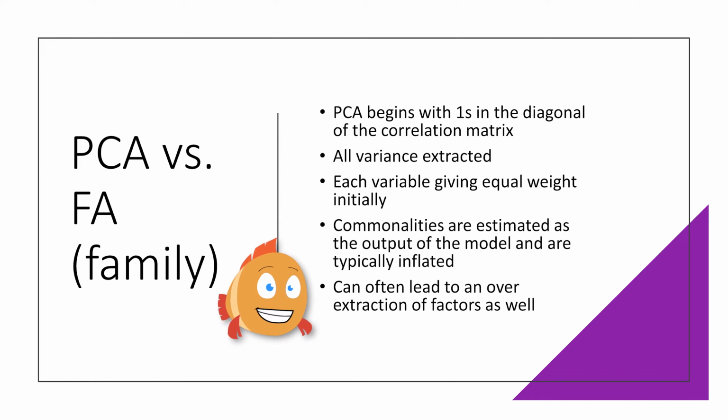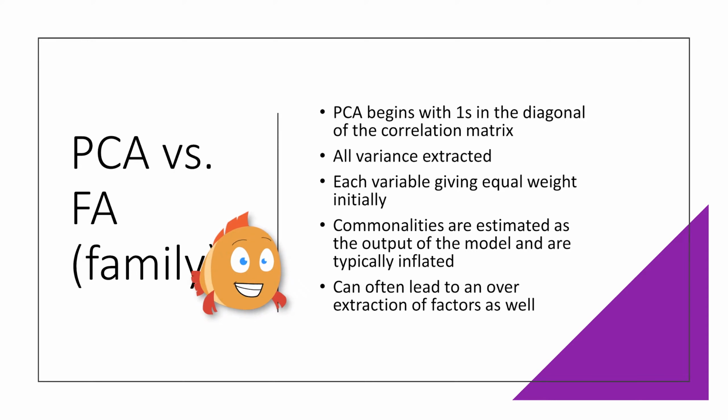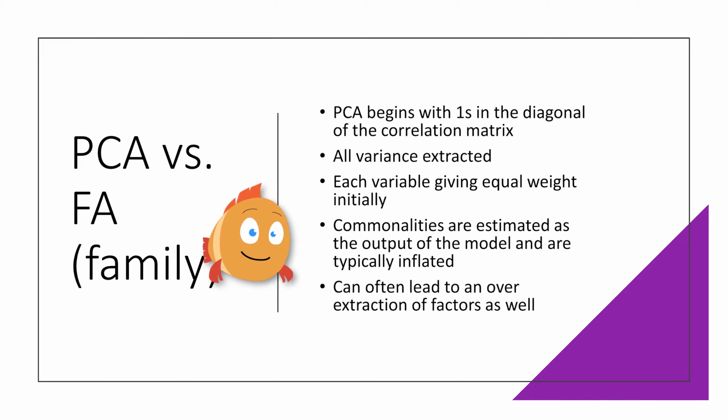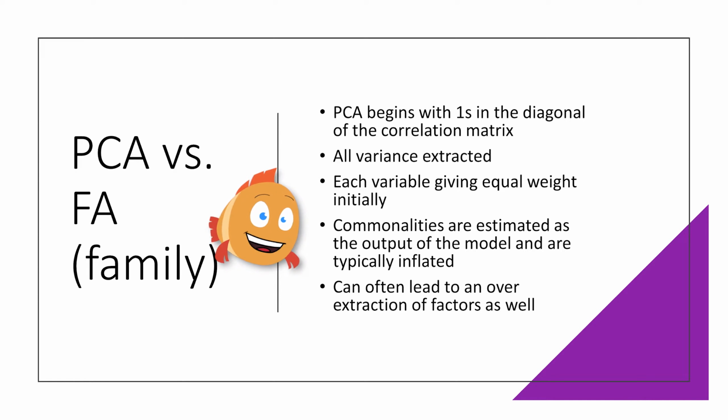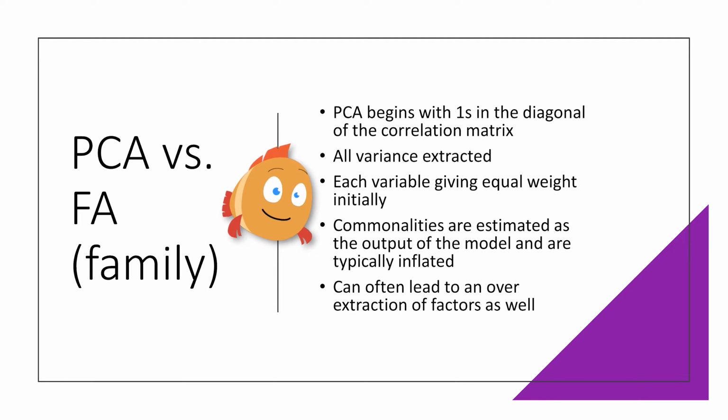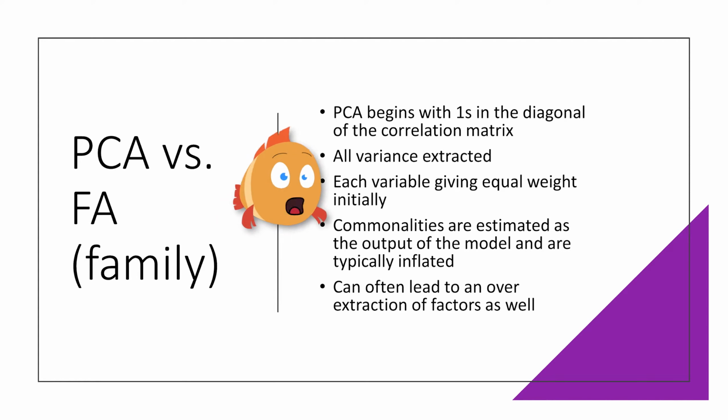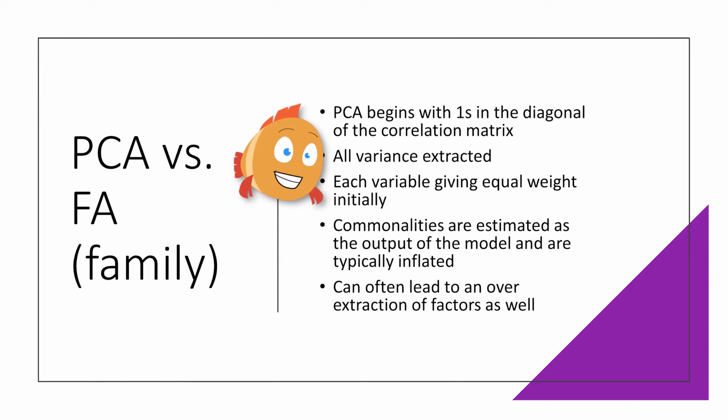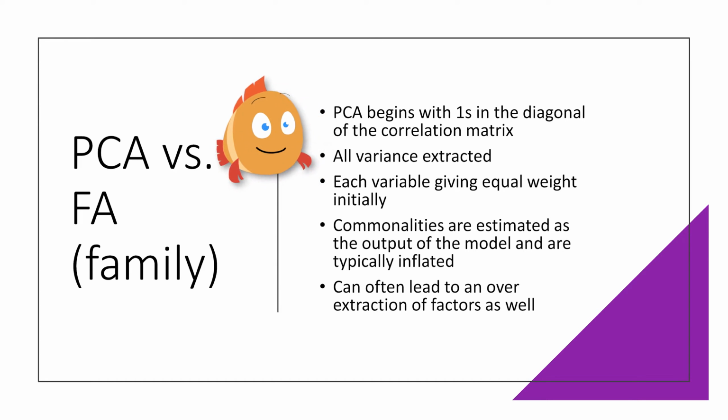Right. So PCA begins with ones on the diagonal of our correlation matrix. Then it extracts as much variance as possible. And each variable is given equal weight initially in our pattern matrix. And then communalities are estimated as the output of the model. These are typically inflated because, again, PCA does not care why things are related. It just wants to suck up as much variance as possible. So it will absorb method variance, anything that causes these items to move together. And that's what I mean by inflated.